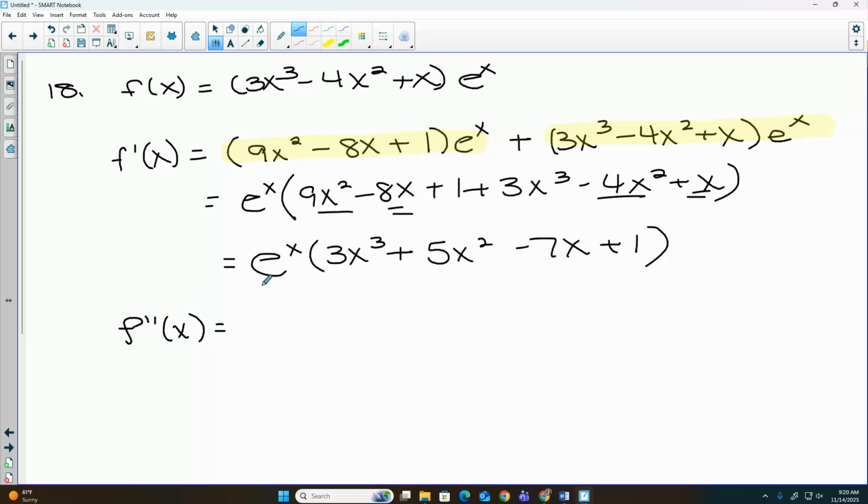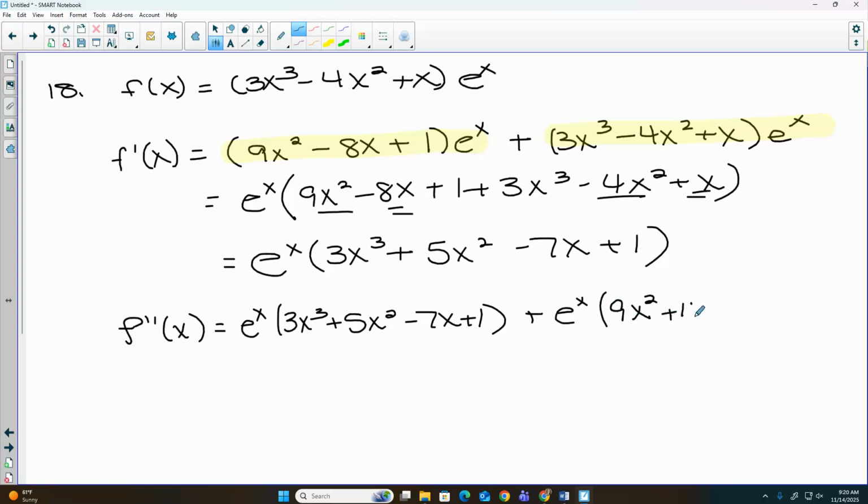So derivative of the first, derivative of e to the x is still e to the x, times the second one. Plus the first, e to the x, times derivative of the second. So derivative of 3x cubed would be 9x squared, plus 10x minus 7.